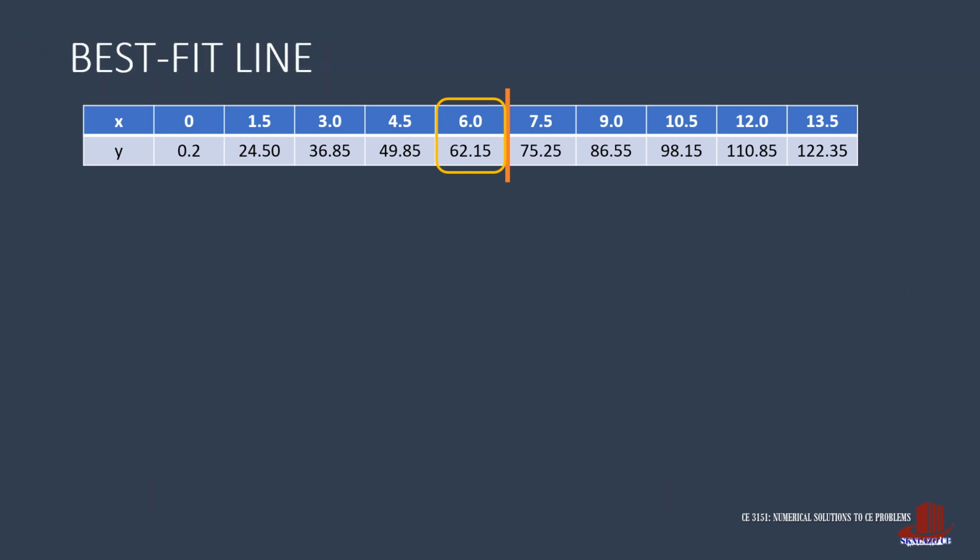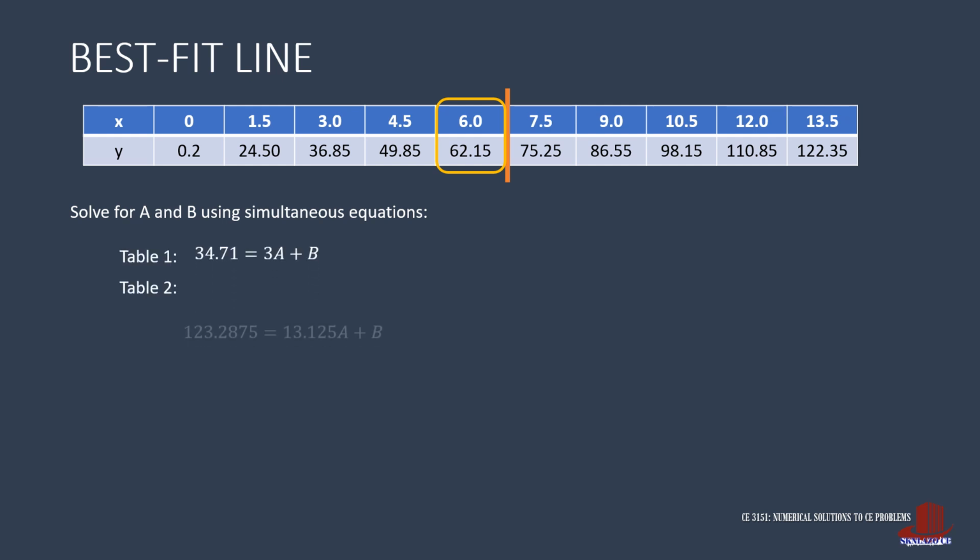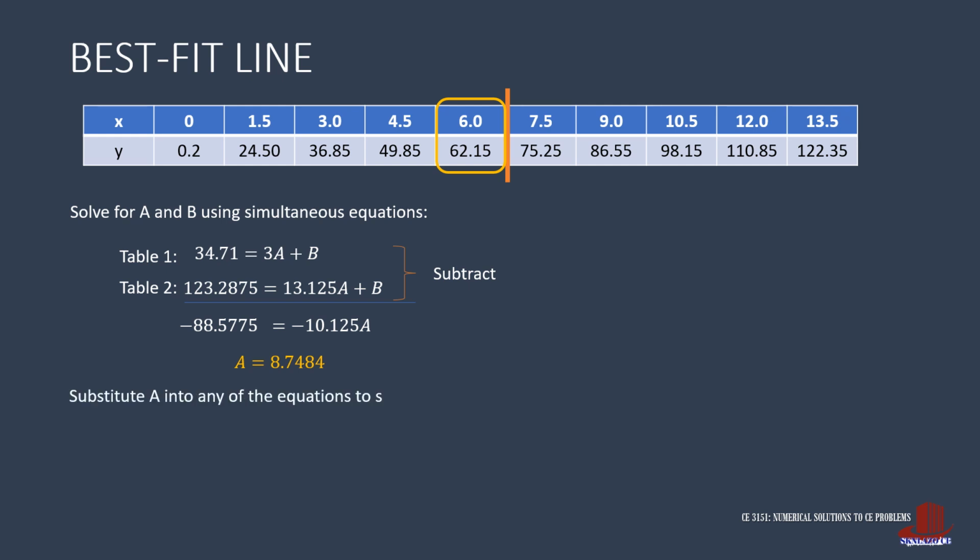Now let's tackle each function separately. From the extraction made earlier, we have the two functions for the best fit line as written, and we are to solve for a and b simultaneously. If we subtract these functions, we get negative 88.5775 as equated to negative 10.125a. So a is then solved as 8.7484.